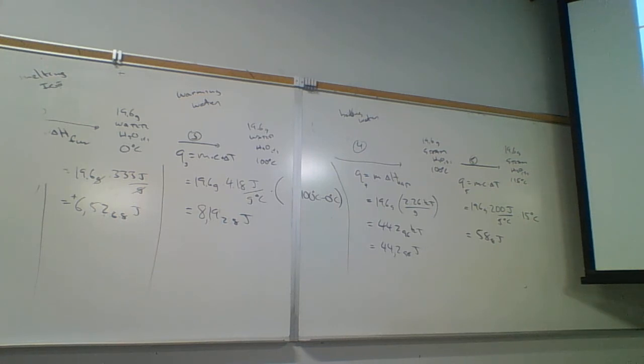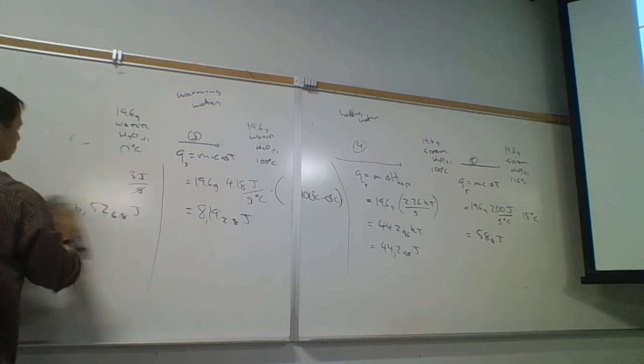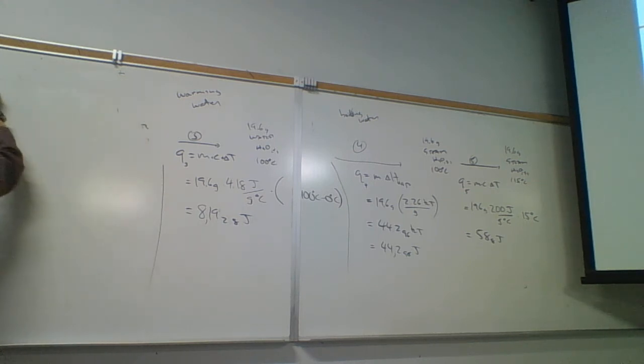Once we've melted all the ice, we have water now, and so we need to warm up the water. What's the maximum temperature? 100 degrees C. This is step 3. How much energy is this going to take? 8,192.8 joules.